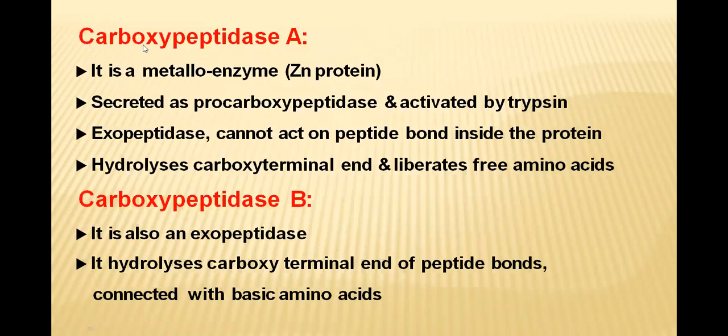In the carboxypeptidases, 2 subgroups are there: carboxypeptidase A and carboxypeptidase B. Carboxypeptidase A is called a metalloenzyme. So it will have a zinc metal present in it, and it is secreted as procarboxypeptidase, and it will be activated by trypsin. Exopeptidases cannot act on peptide bonds inside the protein, and carboxypeptidase A hydrolyzes the carboxy terminal and liberates free amino acids. And carboxypeptidase B, like carboxypeptidase A, is also an exopeptidase, and it hydrolyzes the carboxy terminal end of peptide bonds connected with basic amino acids.